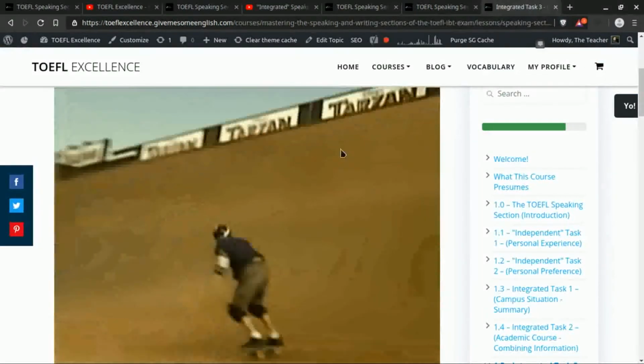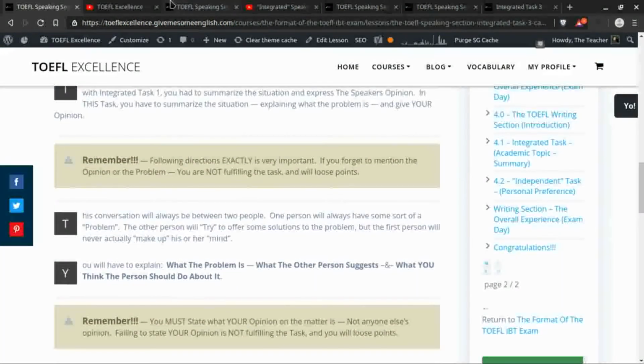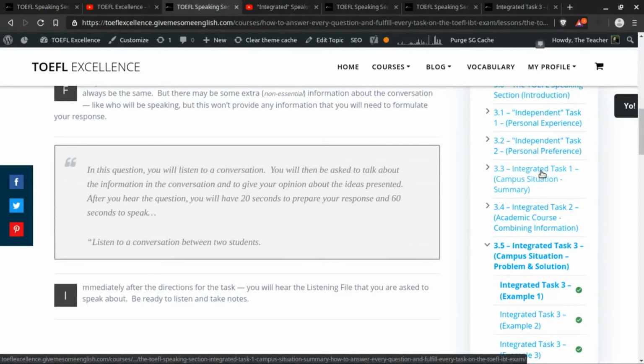So then when you listen to the audio file, you're going to hear the conversation. It's going to be about the same length as the other campus situation, between 1.5 to 3 minutes. And then there'll be a slight pause where it says, now you have 20 seconds to prepare your response. And then you'll hear a beep, and then there will be 20 seconds.